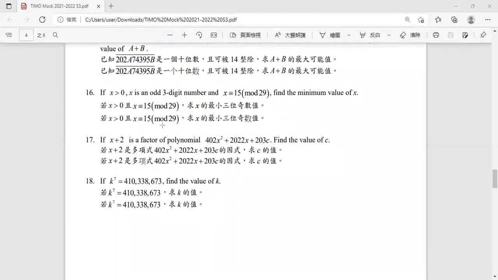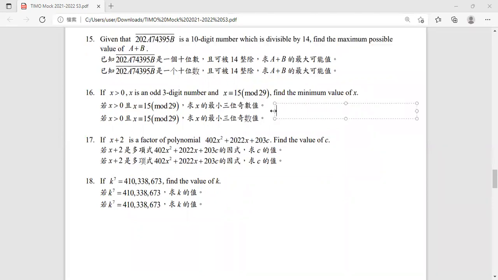So you can find that it's something. Actually, this is equivalent to saying that this is a number of 29k plus 15, a multiple of 29 plus a remainder of 15. The 15 is the remainder, and the 29 is the divisor. So this is 29k plus 15. Now you find the minimum value of odd number.